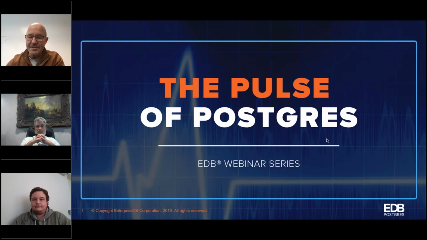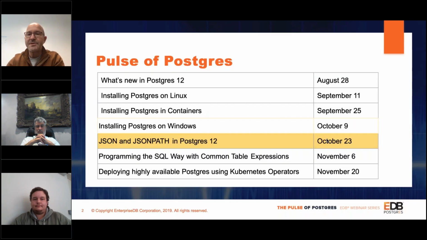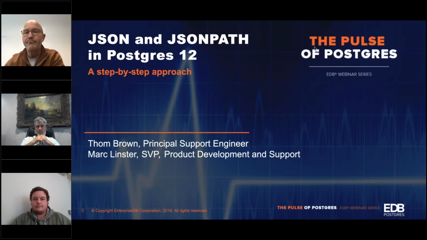Thank you, Molly. Okay, so this is part of the Pulse of Postgres series. We started with what's new in Postgres 12, then went to how to install on Linux, and today we're talking about JSON and JSONPATH in Postgres 12. In November, we will talk about programming the SQL way with common table expressions. Bruce is going to do that webinar and talk to us about CTEs. And then we'll look at highly available Postgres installation using Kubernetes operators.